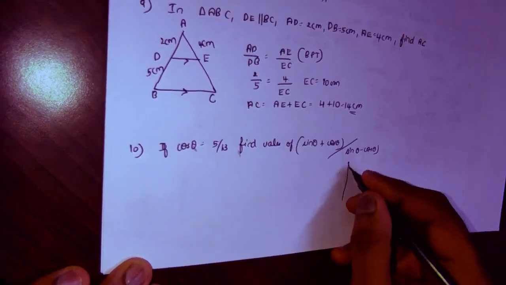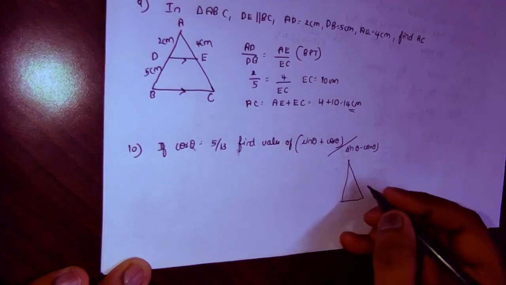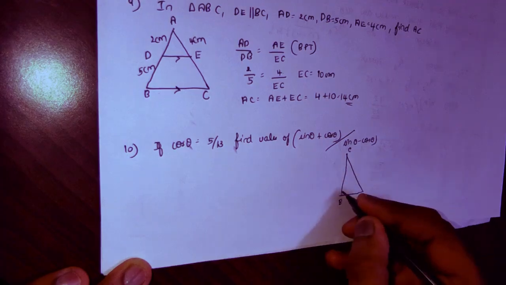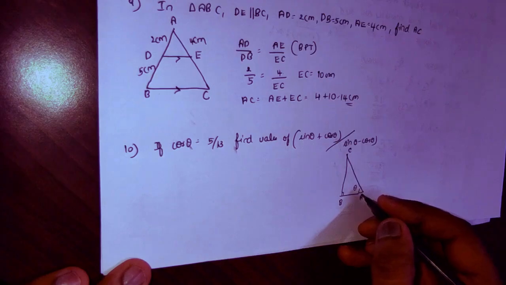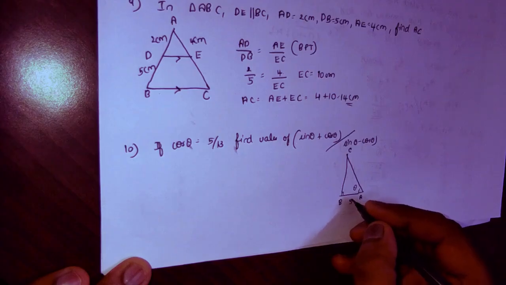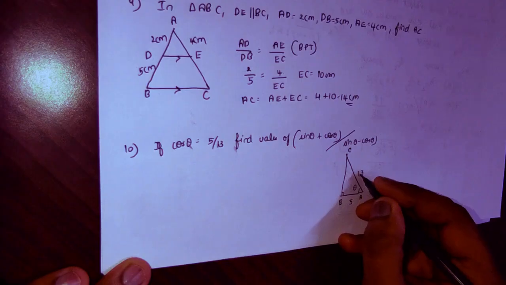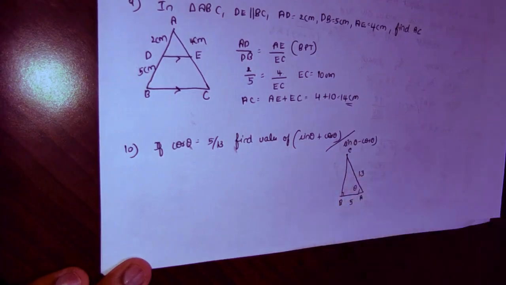We will draw a triangle ABC. We will take this as theta. Now we know that cos theta is adjacent by hypotenuse, that is 5 by 13. This will become the adjacent side, that is 5, and this is the hypotenuse, that is 13. We have to find this using Pythagoras theorem.